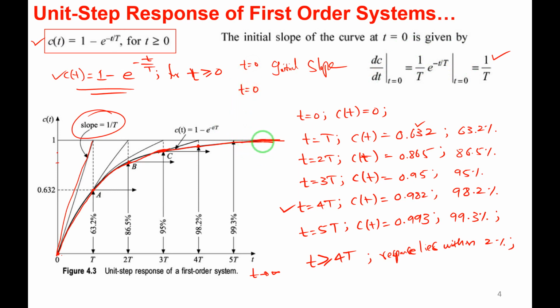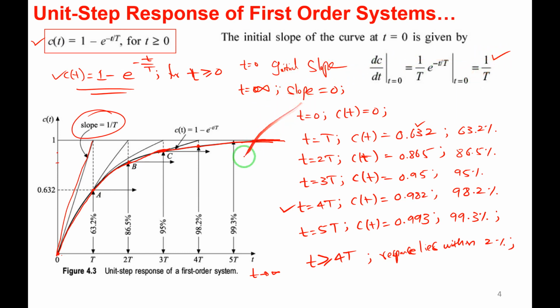At time t equal to infinity, the system will attain the final value or steady state value. So what is the slope? The slope has to be 0. So at time t equal to infinity, slope is 0. But the initial slope is 1 by T. It depends on the time constant.